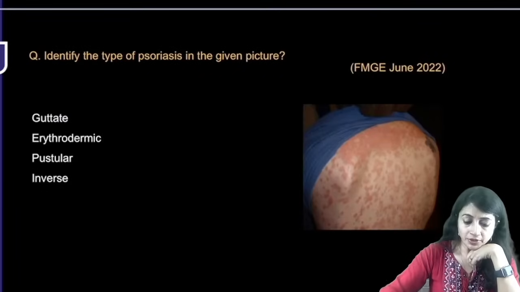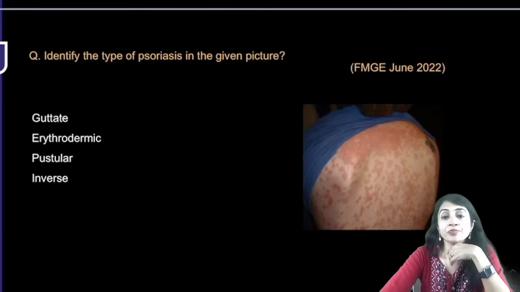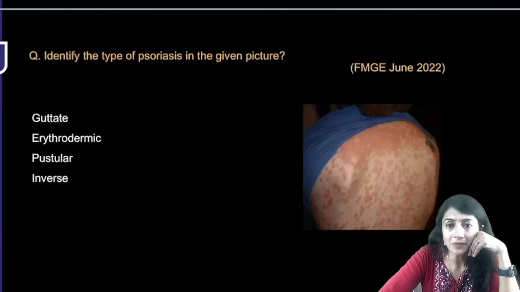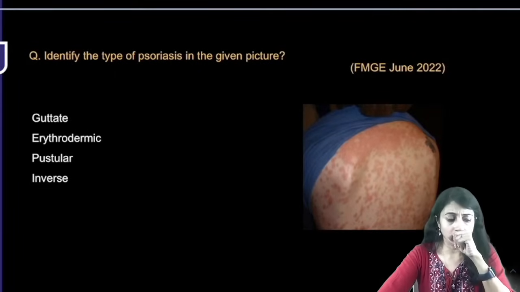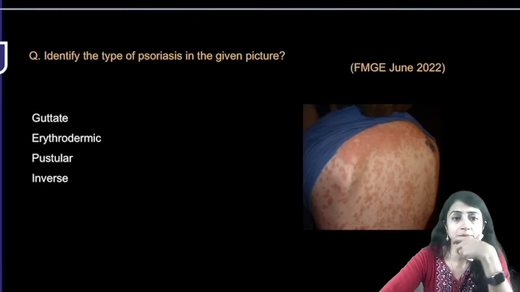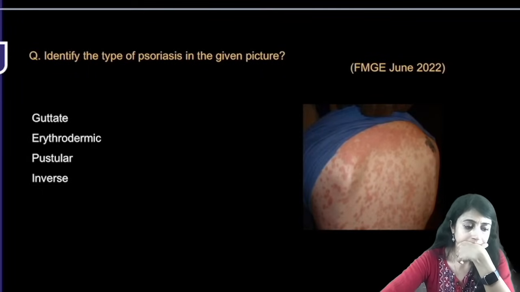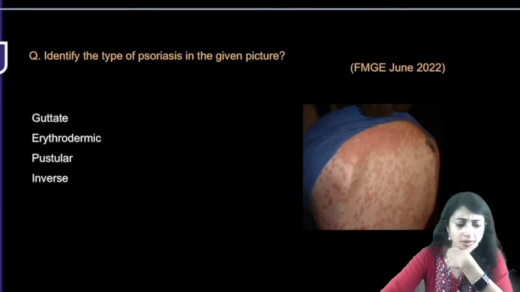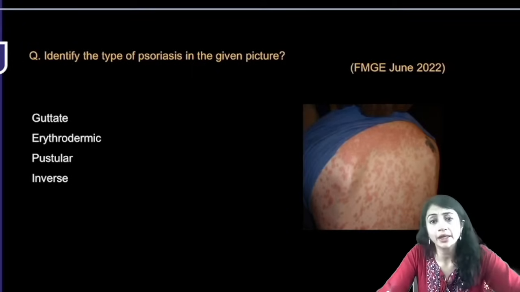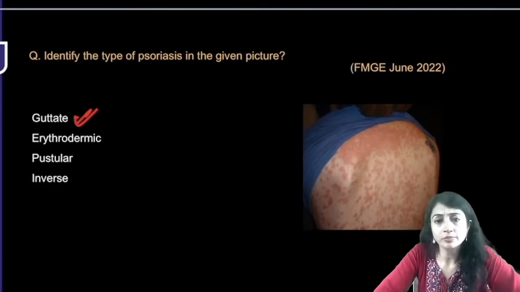Absolutely right. Okay, identify the type of psoriasis in the given picture. So we know that there are various types of psoriasis and we should be broadly knowing about their clinical features. So which is this type of psoriasis? So here there is some confusion between B and A. This is guttate psoriasis. This is not erythrodermic psoriasis.